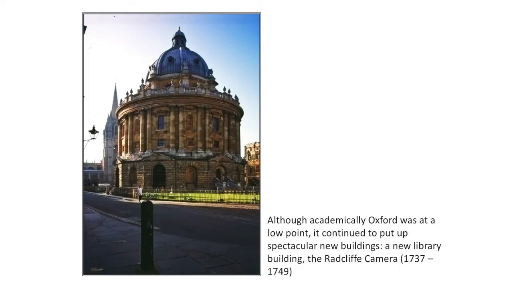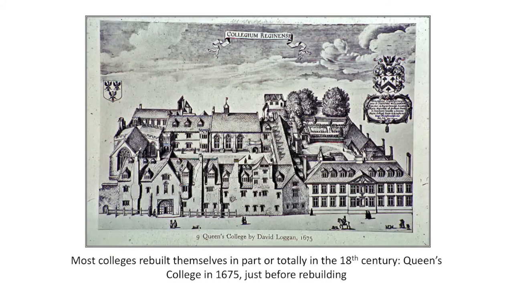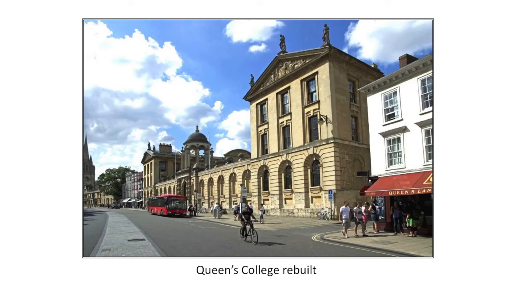So there's new university buildings, or just about every college rebuilds itself partly or totally in this period. Queen's College, 1675, about to begin a building campaign. Looking, you would think, more than big enough for the 20 or 30 people who'll be living there in the 18th century. But no, they knock it down and rebuild it as a palace. And of course, what they're doing, they're trying to attract back students who are not coming anymore.